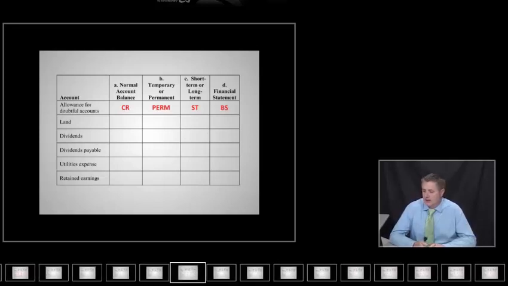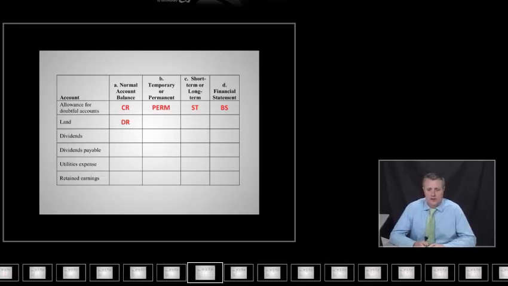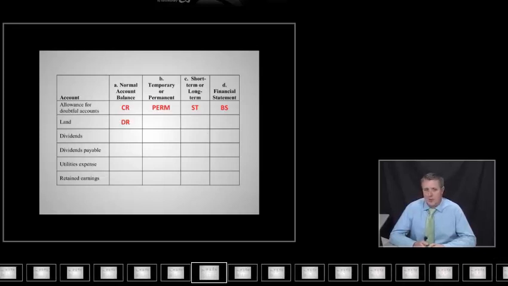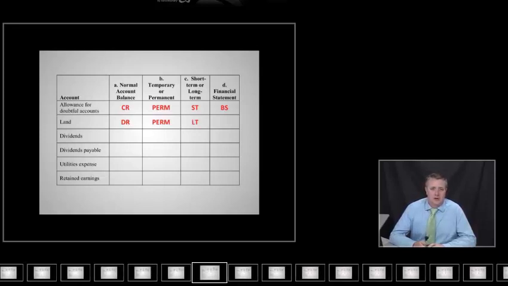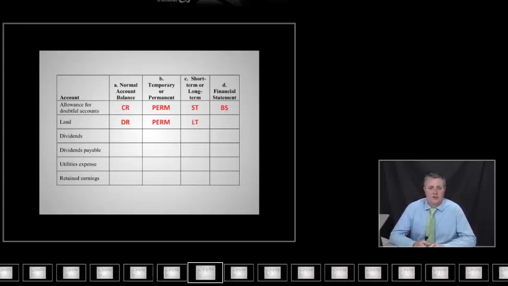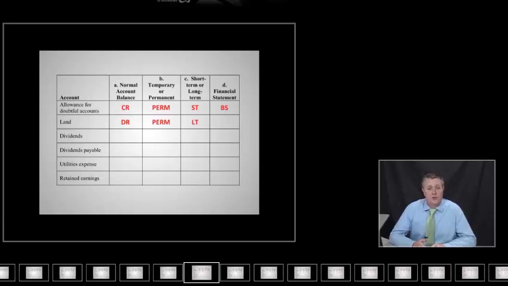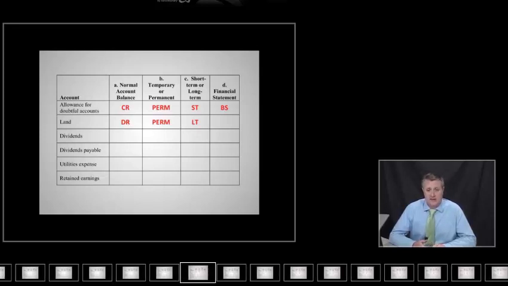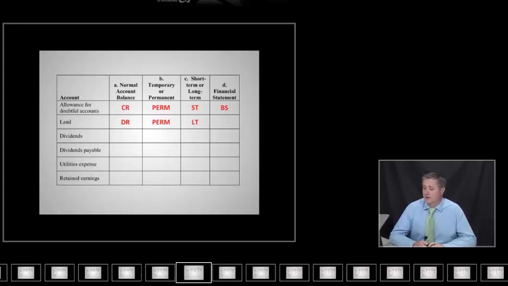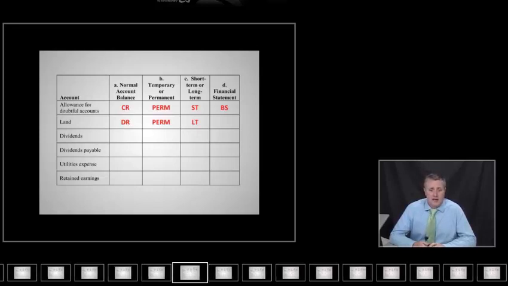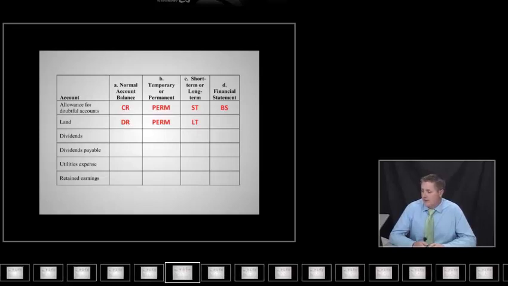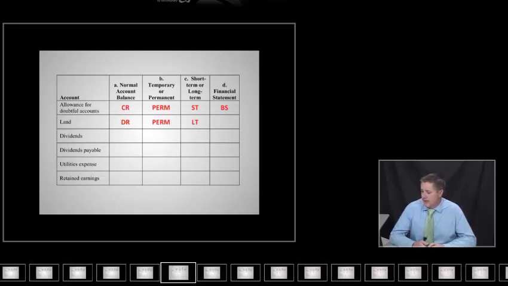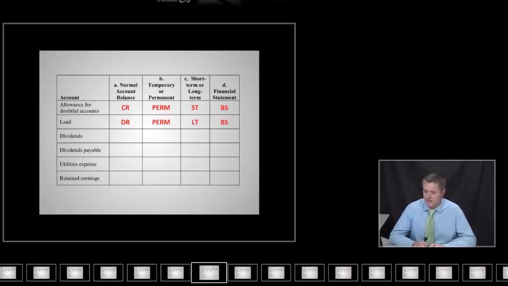Next up is land. Land is an asset, so it has a normal debit balance. It's considered a permanent account. Land is generally considered to be a long-term asset. And of special note, land is one of the few assets in which we would never depreciate the asset. So you would never run into a situation in accounting where you would be depreciating land. And then finally, land, of course, since it is an asset, gets reported on the balance sheet.